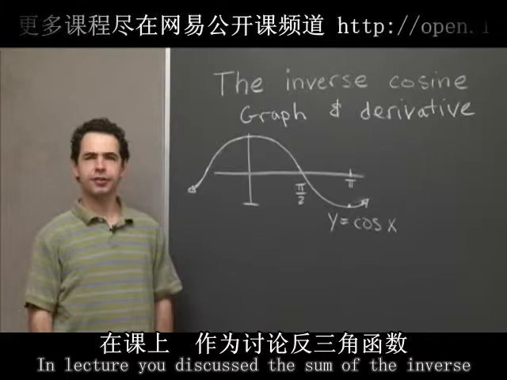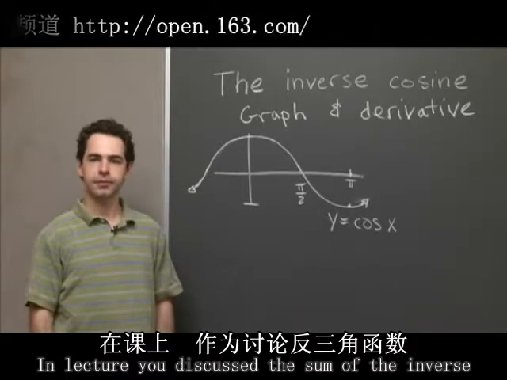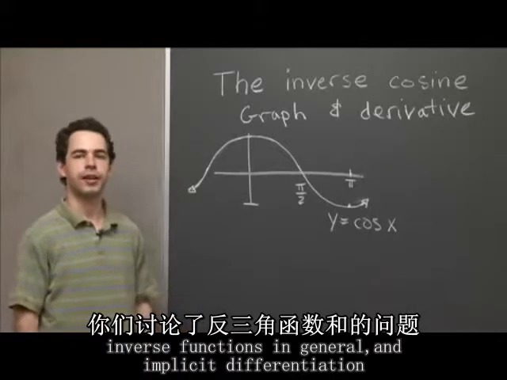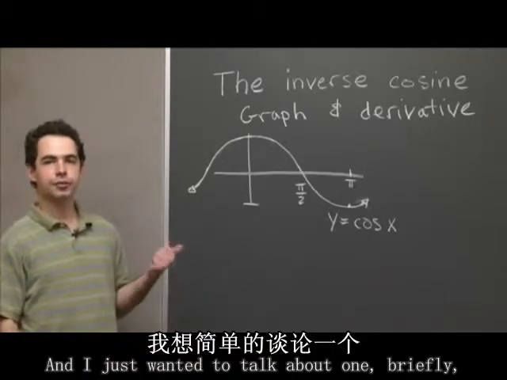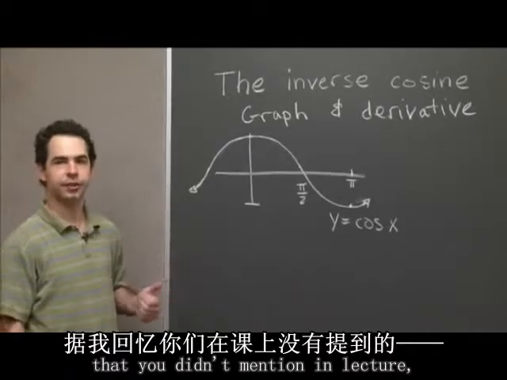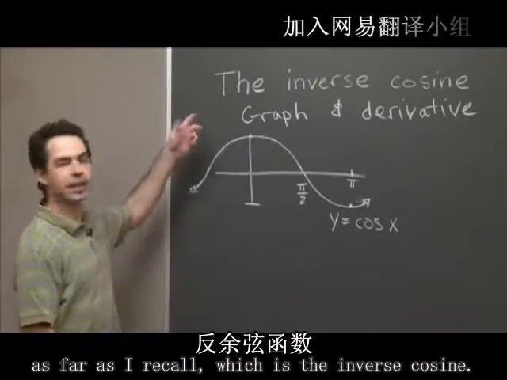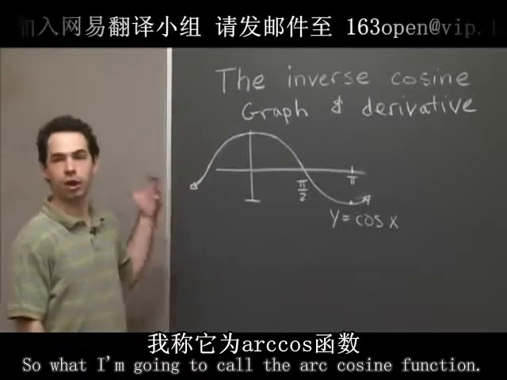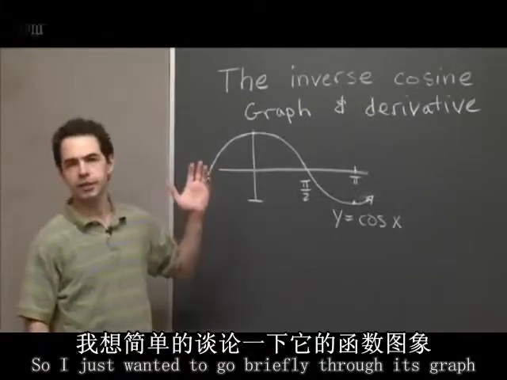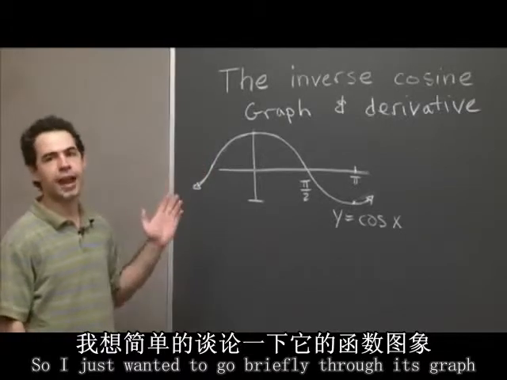In lecture, you discussed some of the inverse trigonometric functions as part of your discussion of inverse functions in general and implicit differentiation. And I just wanted to talk about one briefly that you didn't mention in lecture as far as I recall, which is the inverse cosine, so what I'm going to call the arc cosine function. So I just wanted to go briefly through its graph and its derivative.